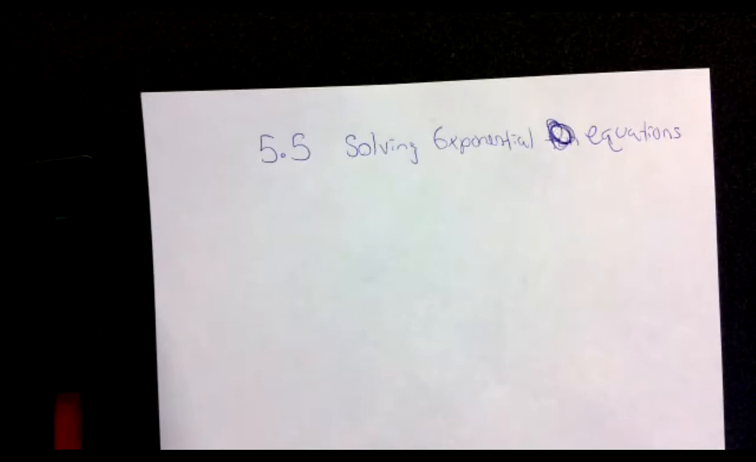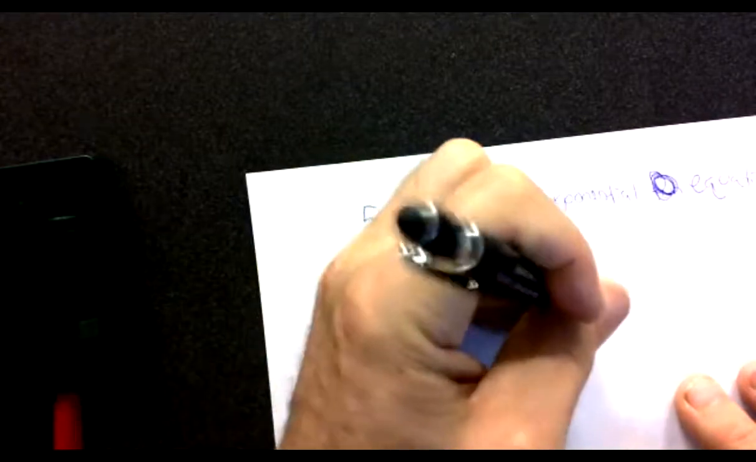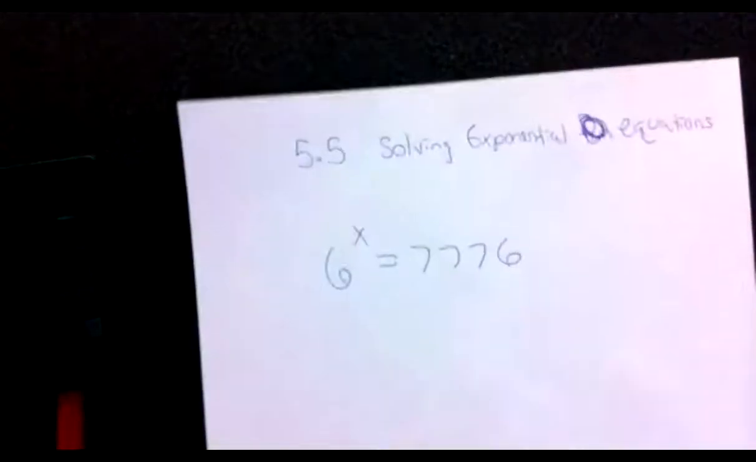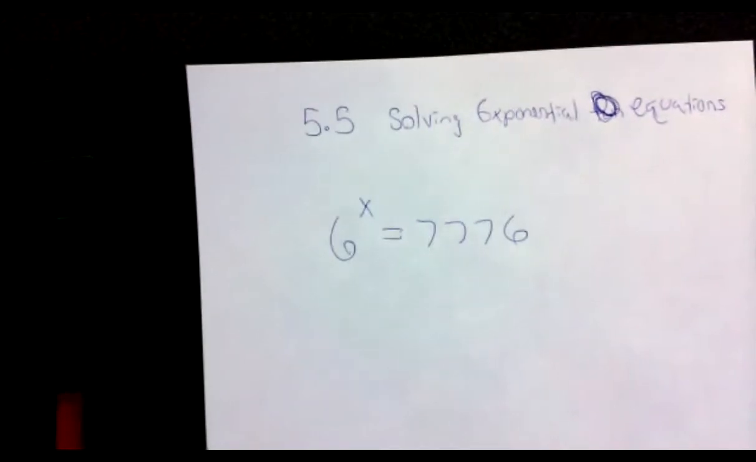To get rid of addition, we use subtraction. To get rid of multiplication, we use division. Okay, so now they're going to give us problems that look like so. 6 to the x power is going to be equal to some number, in this case 7,776.